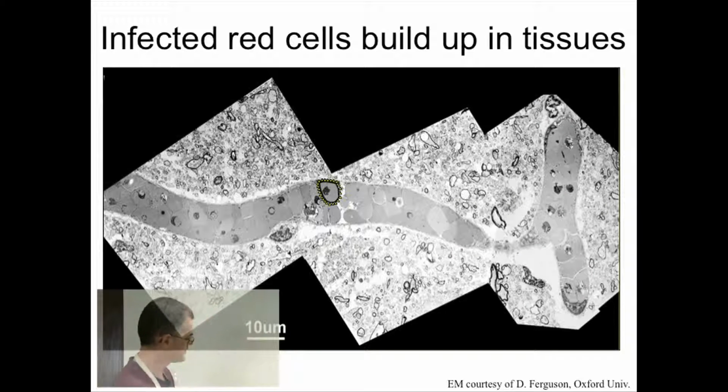And this is a slide taken from a person who died of cerebral malaria. And this is a single capillary in the brain of that individual. And you can see it's completely full of parasites. They're parasite-infected red blood cells. And you can tell that by the fact they're pigmented. You can see the parasites there.